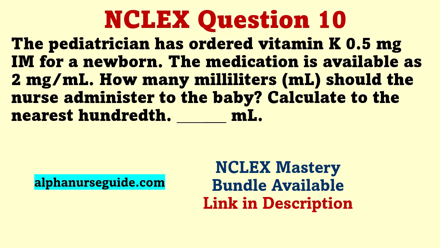To solve this problem, you set up the formula as 2 mg over 1 milliliter equals 0.5 milligrams over x. You cross-multiply 2 times x and 0.5 times 1. You get 2x equals 0.5. You divide 2 on both sides, and you get x equals 0.25 milliliters. This is the amount that the nurse should administer for each dose.